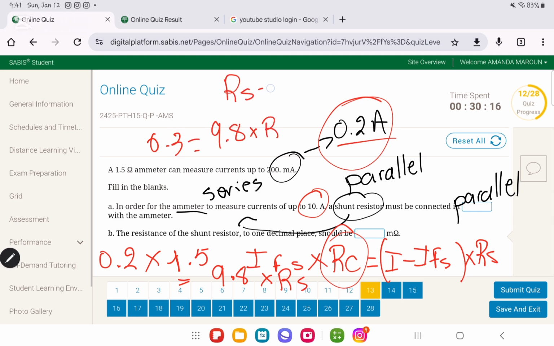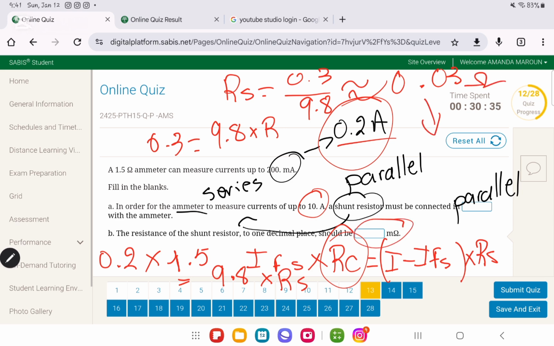So the resistance of the shunt is equal to 0.3 divided by 9.8, which is approximately 0.03 ohm. But notice how they don't want it in ohm, they want it in milliohm. To change it from ohm to milliohm, we multiply by 10 to the power of 3, and we are gonna get 30.6.